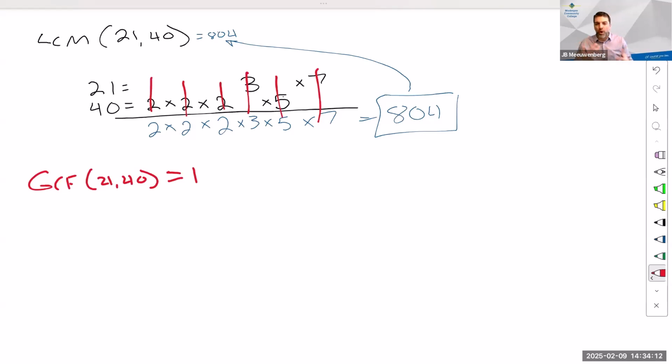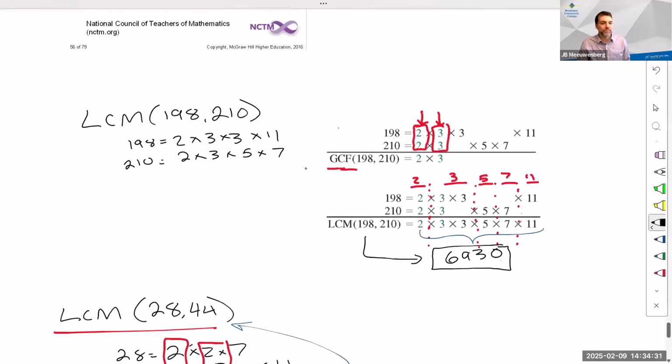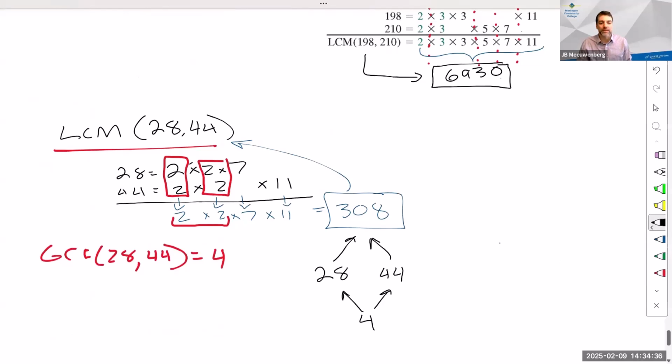So before I have you do one more, I want to talk about a relationship between GCFs and LCMs. And it has to do with how you can find one. So I am going to go back to this one right here that we did just moments ago, 28 and 44. And I'm going to take a little snap of this and paste it, and we're going to examine it in a little more.